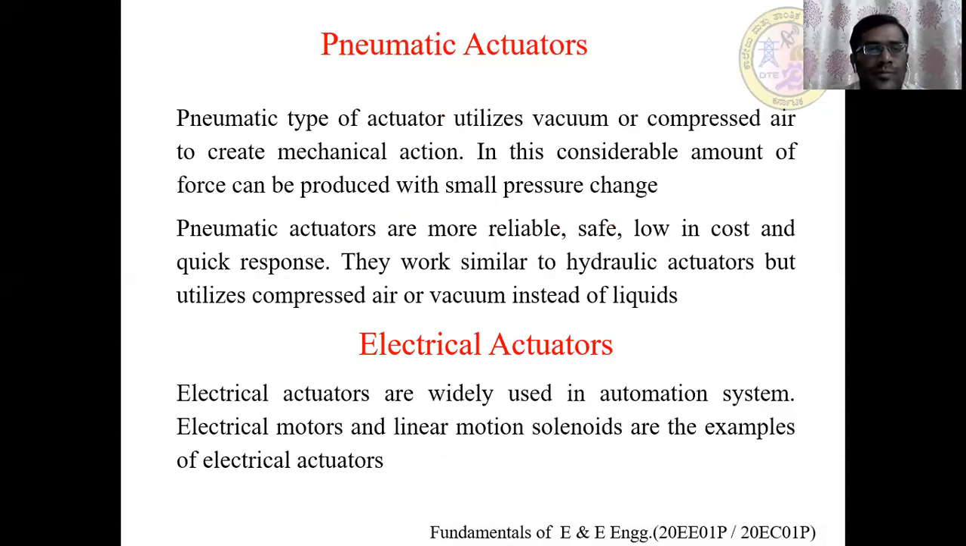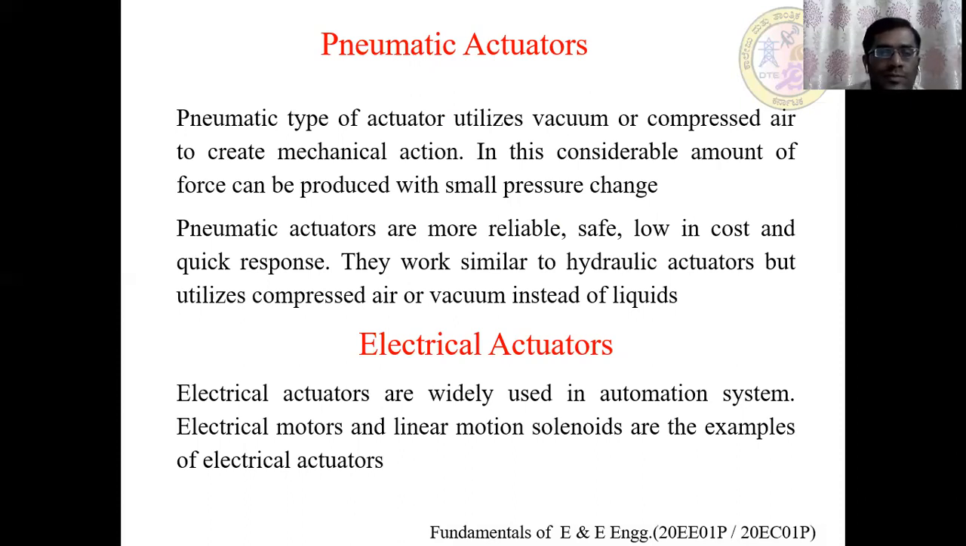Pneumatic actuators. The pneumatic actuators utilize the vacuum or compressed air to create a mechanical action. In this, a considerable amount of force can be produced with small pressure change. These actuators are more reliable, safe, low in cost, and provide quick response. They work similar to hydraulic actuators, but they utilize compressed air or vacuum instead of liquids.